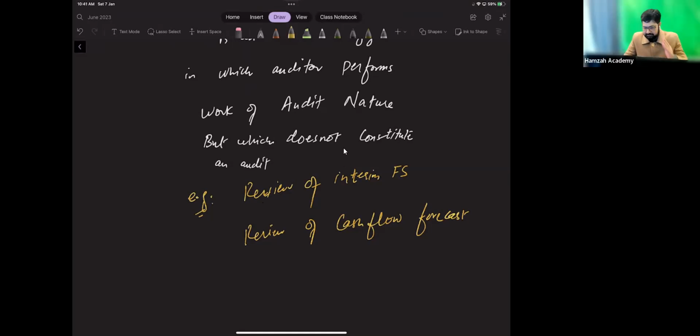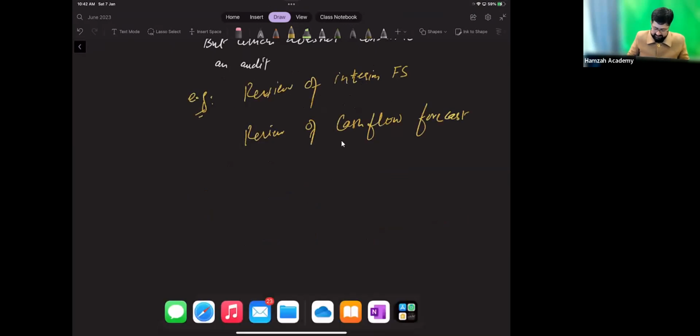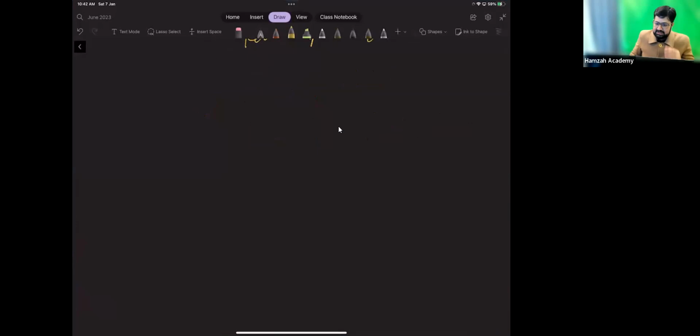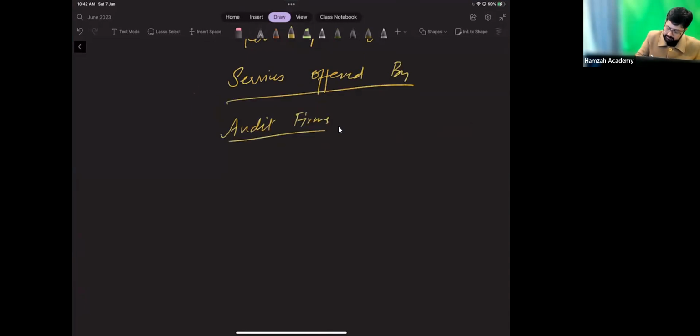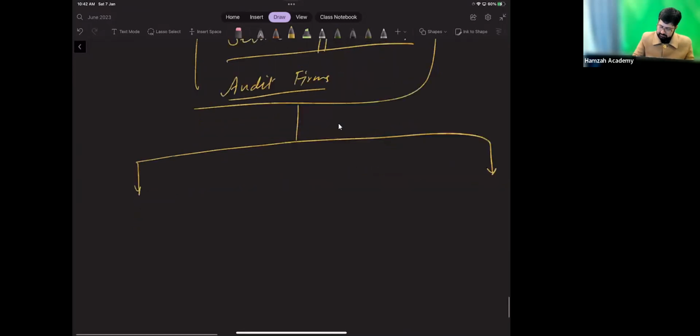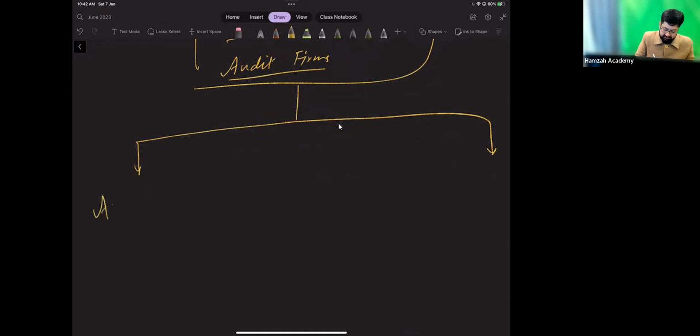Welcome. Now, next. We were discussing review engagement, we have done. The next topic is services which are offered by audit firms. What are the services offered by audit firms? There are two types of services. One is called assurance services, which we have already talked about. The other is called non-assurance services.